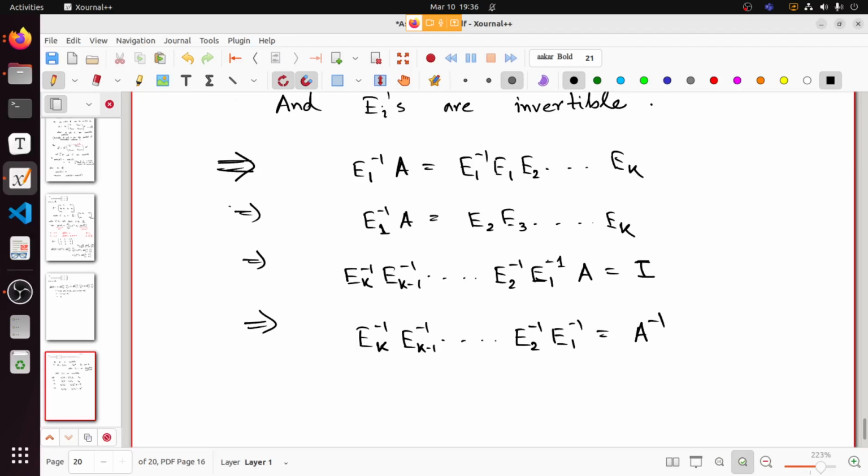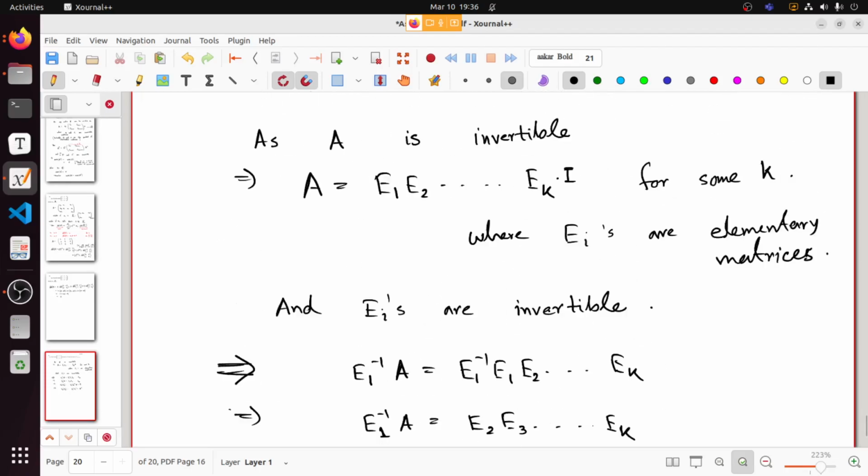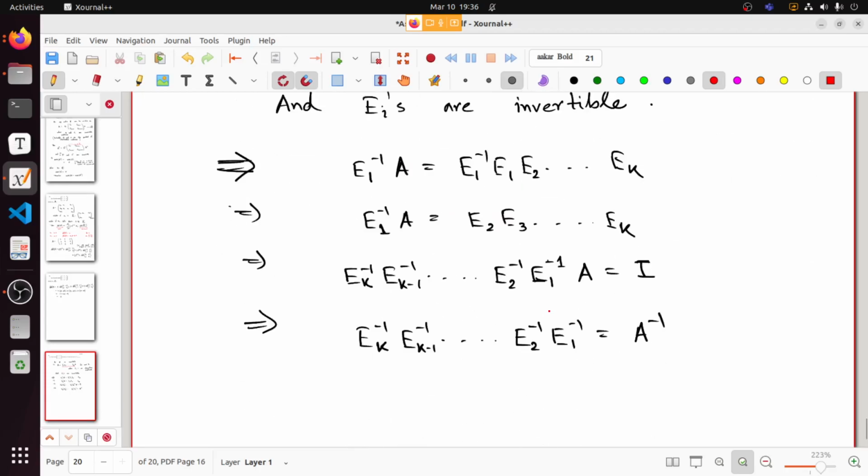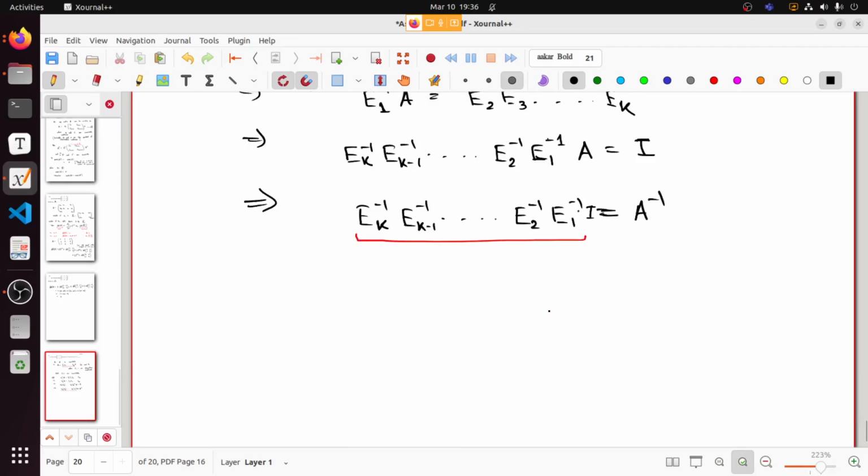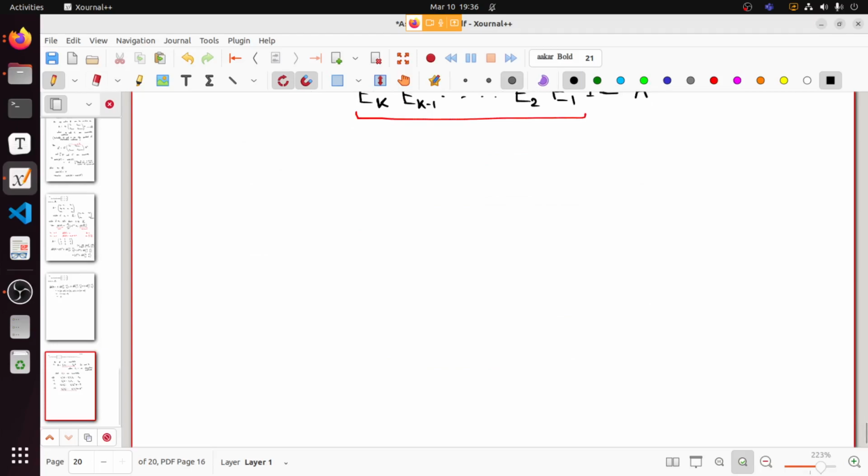So if you apply the elementary operation, the inverse of the what, if A can be written as a product of elementary matrices, then if you apply the inverse of this to I, you will get the A inverse, right? So we will follow these techniques. So let me explain how to do that. So just write A here first.